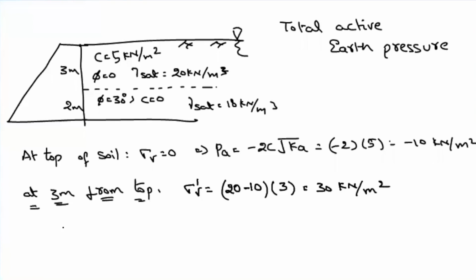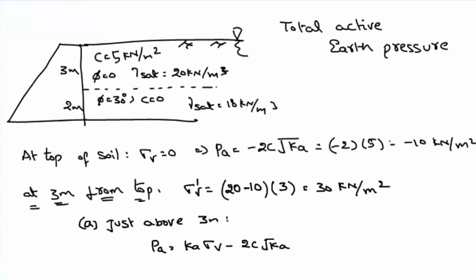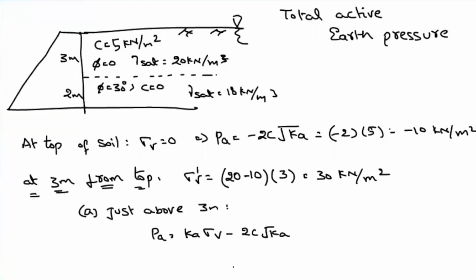Now, as we are having two different types of soil, just above 3 meter, what about the active earth pressure? That will be equal to Ka into sigma V minus 2 into C into root Ka, isn't it? That's what we'll get.